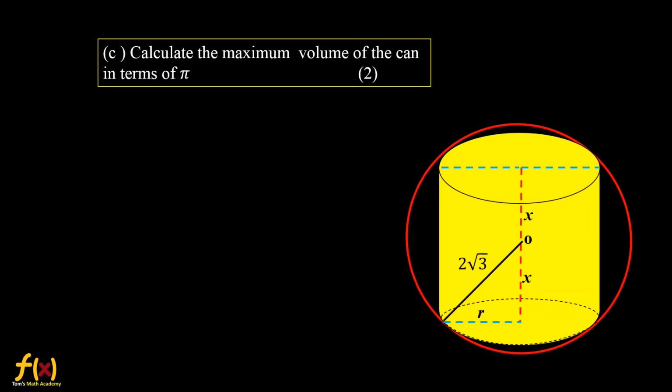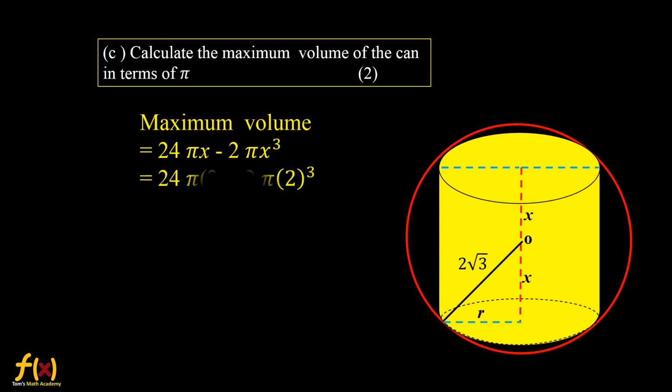One more question. Calculate the maximum volume in terms of π. We can leave the answer in terms of π. The volume is already calculated: 24πx minus 2πx³. Substituting x equal to 2 and simplifying, very carefully, we get 32π. The maximum volume is 32π.